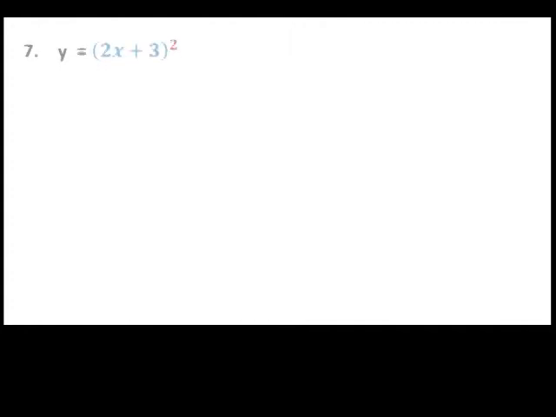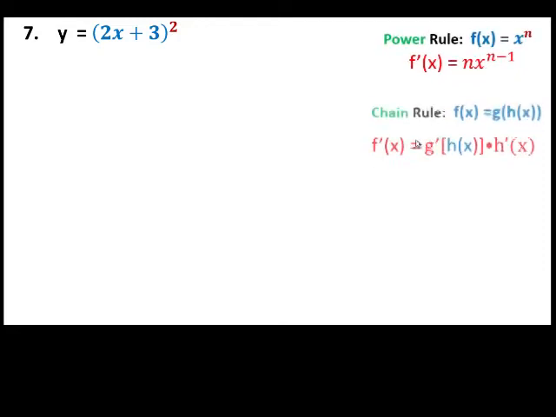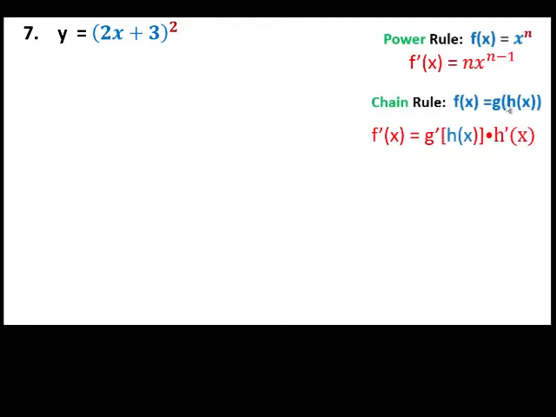Next, find the derivative of y equals the quantity 2x plus 3 raised to the second power. This is the power rule, and with the base being a function, we will make use of the chain rule. So g of h of x, so our g of x is x squared, or x represents this 2x plus 3, the base, and our h of x is the base 2x plus 3.